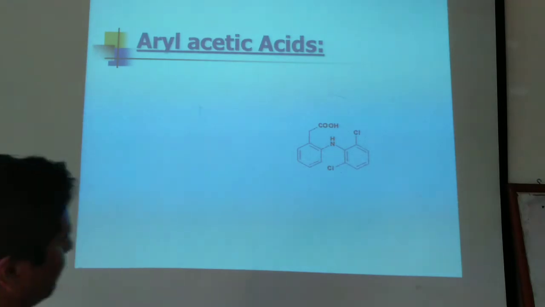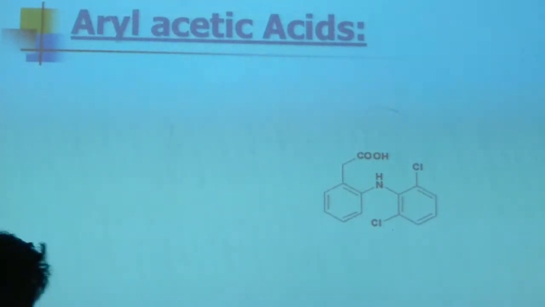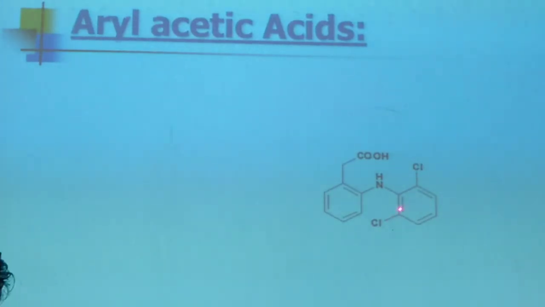Why is it called an aryl acetic derivative? Because it contains a phenyl group and an acetic acid group, that is a carboxylic group and a CH2 group, and that whole linkage is called the diclofenac group. The name suggests diclo, dichlorine: two chlorine groups are present. A phenyl group is present. Ic acid means acetic acid, and there is an amine linkage.